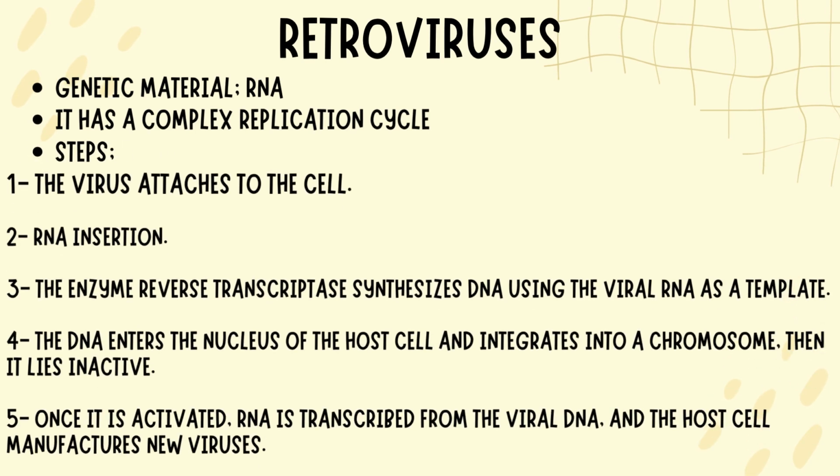First, the virus attaches to the host cell. Then it inserts its RNA. Then the enzyme, reverse transcriptase, synthesizes DNA using the viral RNA as a template. And the DNA integrates into a chromosome in the host cell nucleus and lies inactive. Once it is activated, RNA is transcribed from the viral DNA, and the host manufactures new viruses to complete the lytic cycle.